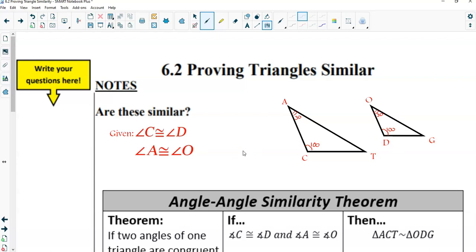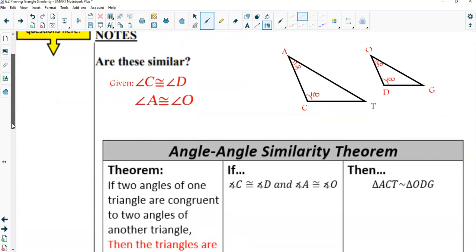Remember how when we were trying to prove triangle congruency, angle did not prove congruency? They do not. However, for similarity, angle actually proves triangles to be similar. So remember, to be similar, that means they have the same shape and different size. They have different size. So they could be different sizes, as long as they have the same shape, they are similar triangles.